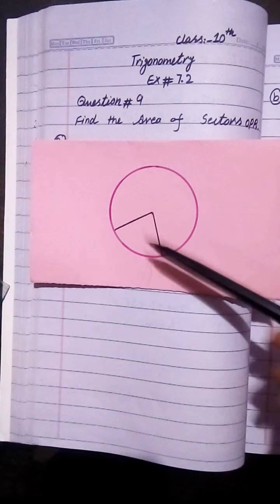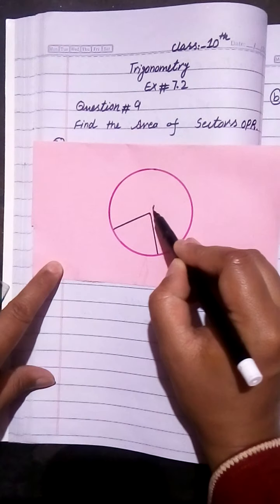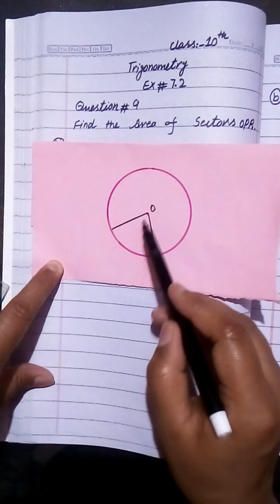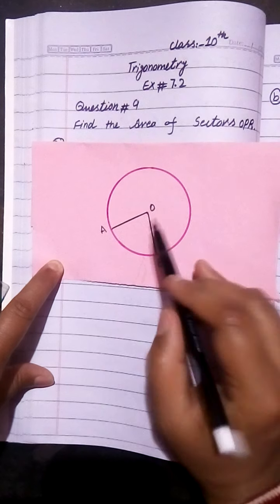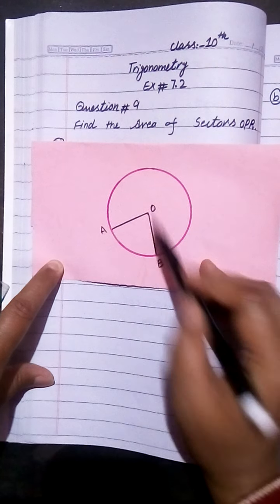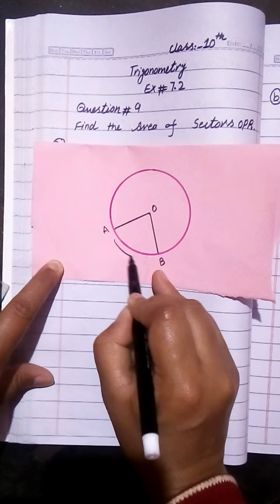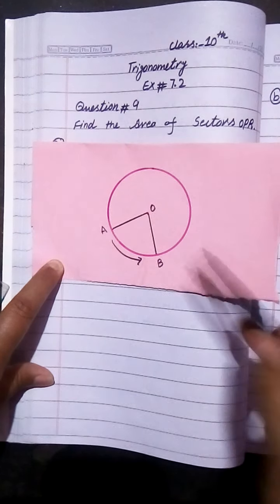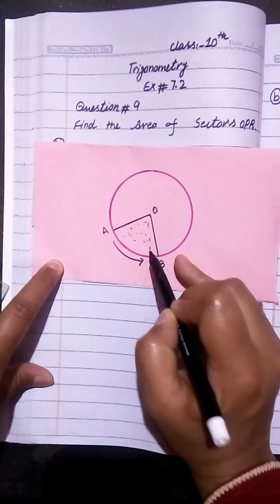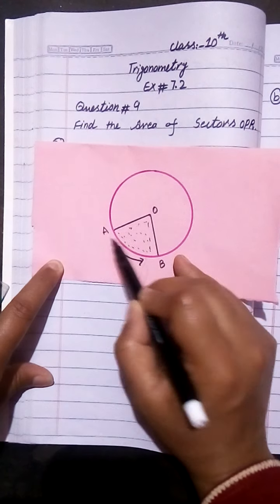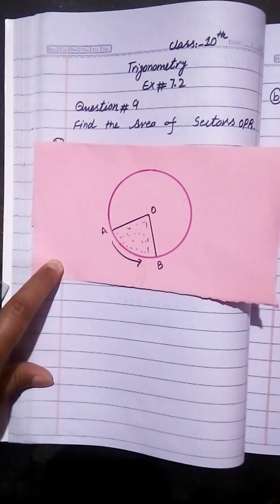First of all, let's see, that is the circle and that is the center point O. Now OA is the first radius and OB is the second radius. Both are radius, OA and OB. And AB is a portion of an arc. So that portion is known as a sector, which is bounded by two radii and an arc.